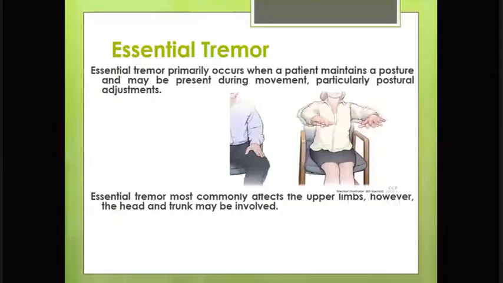We will take in detail one of the diseases presented with postural tremor, which is essential tremor. Essential tremor primarily occurs when a patient maintains a posture and may present during movement, particularly postural adjustment. Look at this photo and follow the arrow.